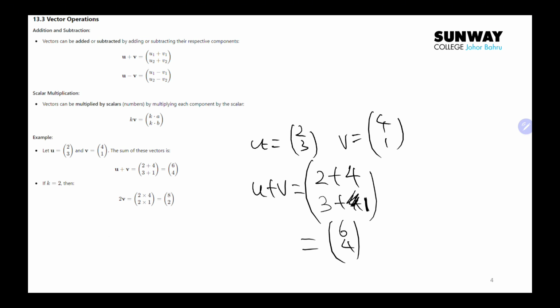If you would like to multiply, the same thing applies. You just have to multiply on both dimensions. So 2v is equivalent to 2 times (4, 1). So that's the reason why you will get (8, 2).